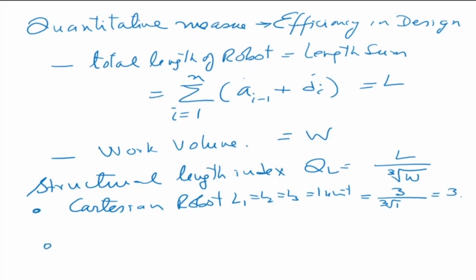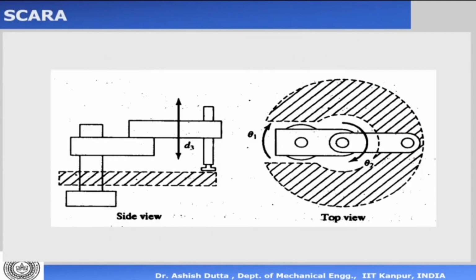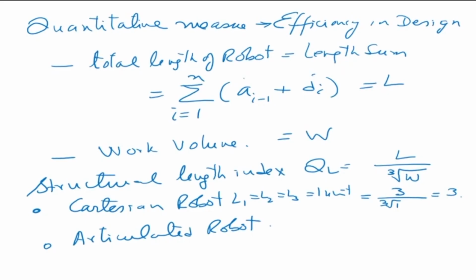Now if you look at an articulated robot, which is made up of 3 revolute joints, an articulated robot would look something like this. It has revolute joints. Okay, and if you look at its work volume, it is spherical in nature. And the articulated robot in this particular case, if we say the link length is equal to 1, 1, 1, then we can say that if the total link length is equal to 1, then it is 1 divided by root 4 pi by 3.